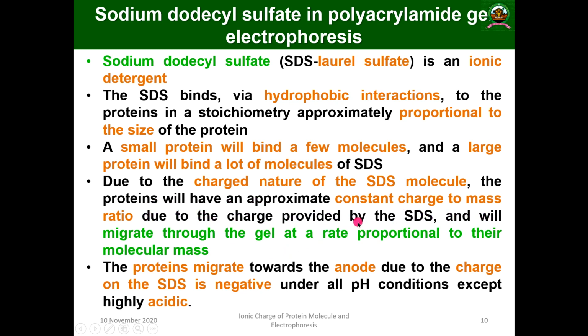So I told you it is an anionic detergent which provides charge to the protein and produces a constant charge to mass ratio. Due to this, the migration takes place through the gel at a rate proportional to their molecular mass. The proteins migrate towards the anode because the charge on the SDS is negative. Thus the protein will migrate to the anode under all pH conditions except the acidic. In acidic conditions, the process will be reversed.